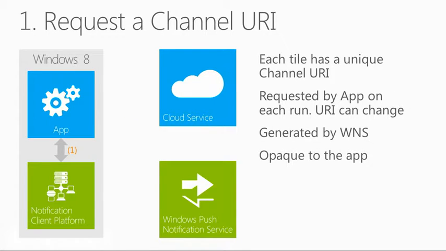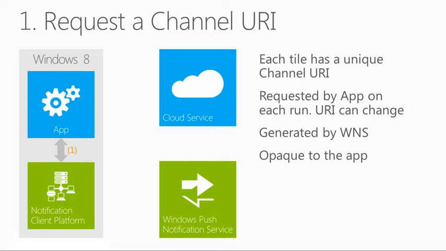So let's talk about step 1. Our Metro app in this case, or Windows Phone app, calling into the appropriate API. In a Windows Store app, it is the WinRT API. So we call into that and we get a channel URI. And the basic guidance we give to people is to request that channel URI each time the application runs.